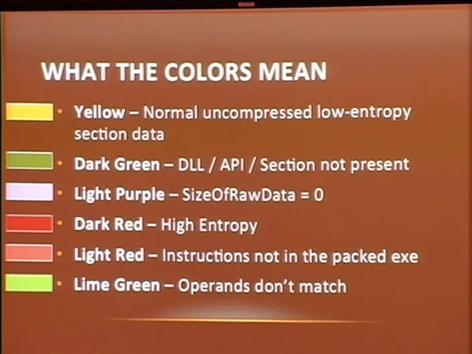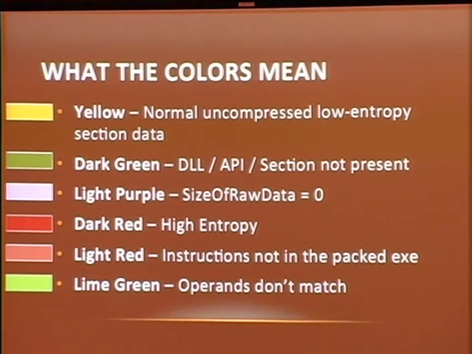The colors, what they mean is basically these are meant to help you with unpacking, and I'll illustrate this in just a moment. Essentially, yellow means normal, uncompressed, low entropy data. For the entropy calculation, I'm using the Shannon entropy, or P log P. Dark green means that there's a section that's not present inside of the executable module, either it's a DLL or an API or something.